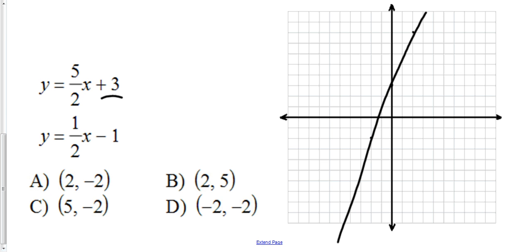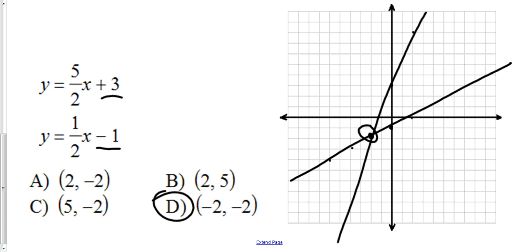Okay, and then my next line is going to start at -1, and my slope is going to be up 1/2. Okay, and my line then is going to go like this. Okay. And I see that I have a point of intersection right about there, okay, which is at -2, -2. So that's D.